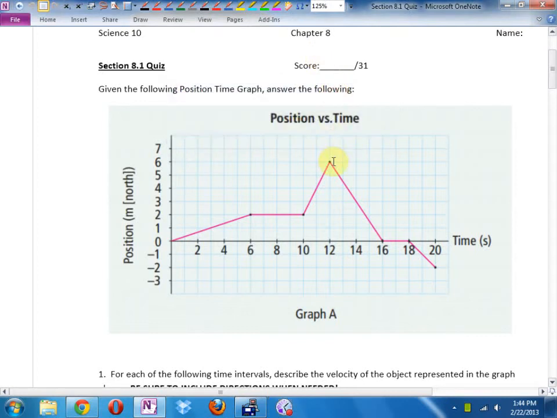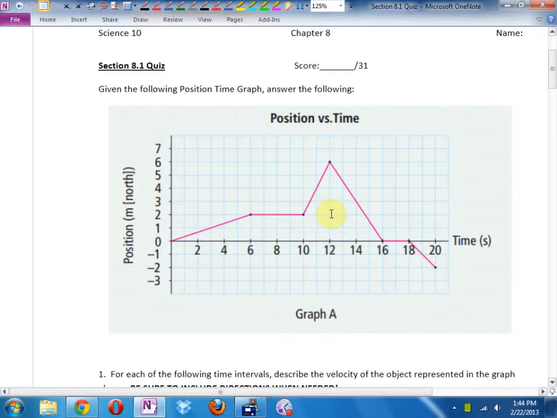So, here is our quiz of the day. Given the following position-time graph, answer the following. By the way, look at the y-axis. Which way is up direction-wise according to this graph? So north is positive. What's negative then?